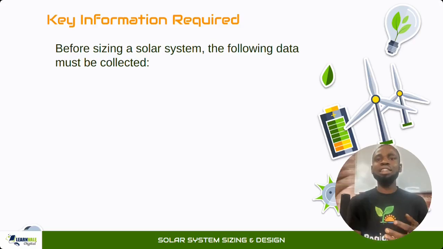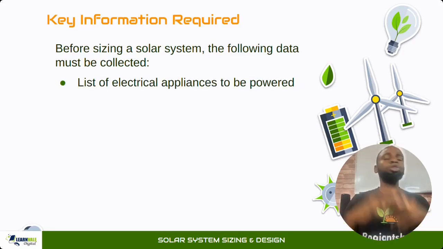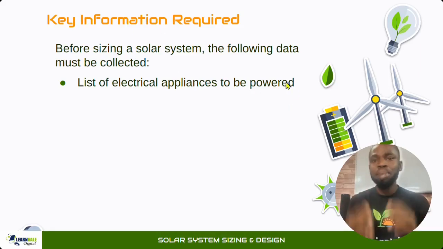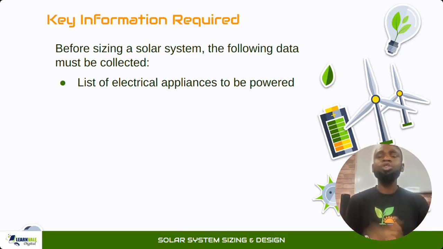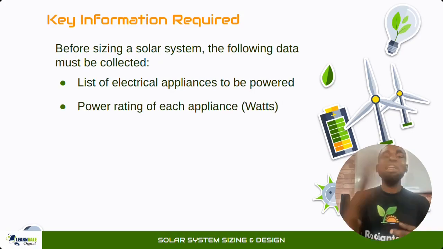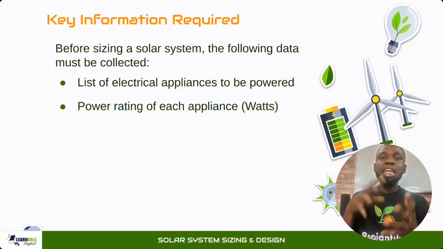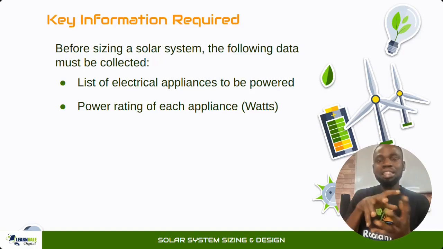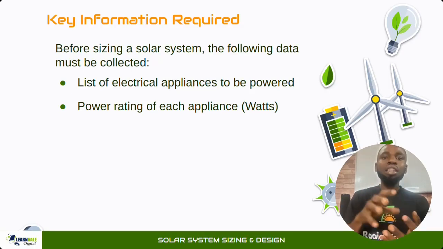So you're going to ask the person, what do you want to power? The first information you need to size a system is the list of electrical appliances to be powered by solar. So you're going to ask the client, what devices do you want to power with solar? You're supposed to have a data table to collect all this information. Also, you're going to collect the rated power of the appliances in watts, which is how much energy the appliance consumes.